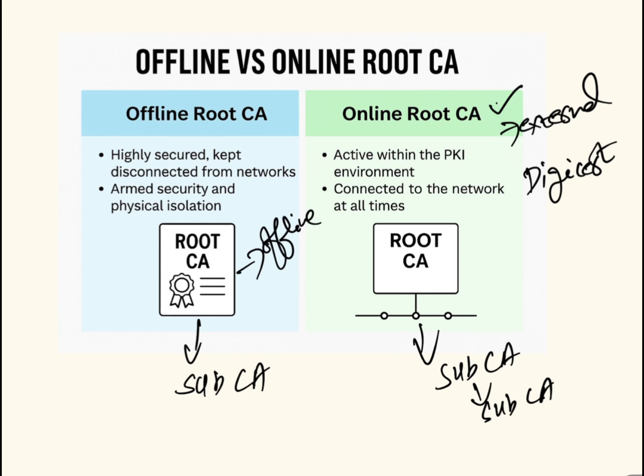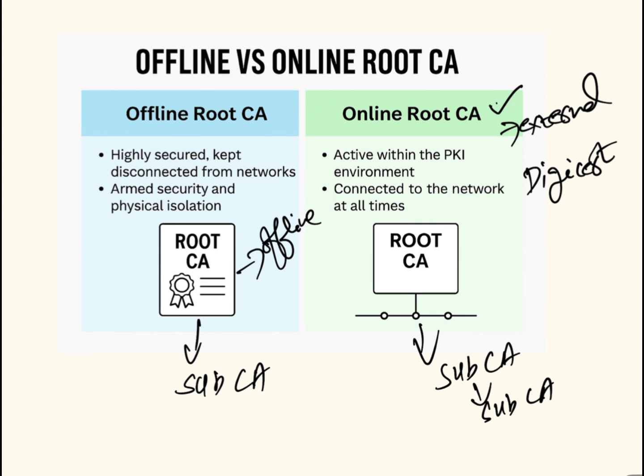So for cost, internal PKI is infrastructure cost only, but public CA is paid per certificate or domain, right? So it is paid. You can buy it. You have to pay a subscription for it. Use cases for internal PKI are VPN, Wi-Fi, intranet, I mean internal websites, and emails. For public CAs, they are websites, APIs, and customer apps, right? So that is the key difference between offline root CAs and online root CAs.